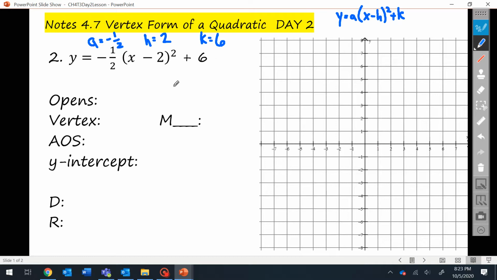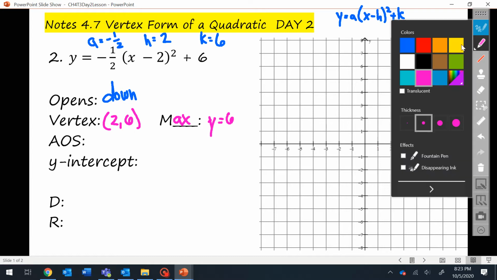Well, the a value is negative, so this is going to open down. The vertex is going to be h comma k, so in this case that's 2 comma 6, and that's going to be a maximum because it's opening down, so the vertex is going to be a maximum. That maximum is going to be at 6. 6 is going to be the maximum point. It's the y-coordinate.